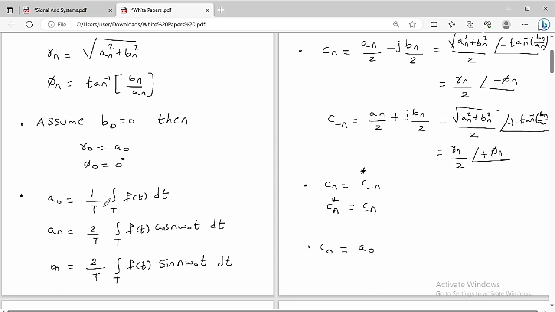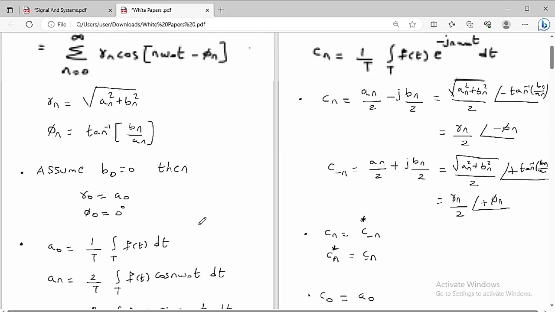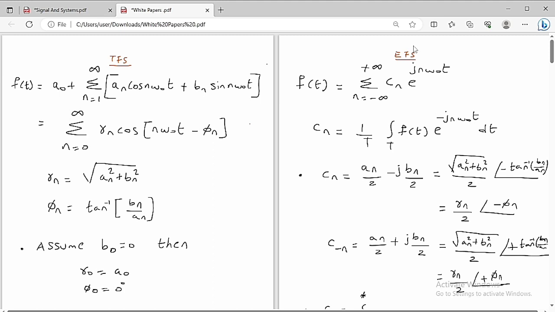a0 is equal to 1 by T times the integral over the period T of f(t) dt, and an is equal to 2 by T times the integral over T of f(t) cos(n omega naught t) dt, and bn is equal to 2 by T times the integral over T of f(t) sin(n omega naught t) dt. So these are the Fourier series coefficients. Now let's go for the exponential Fourier series.